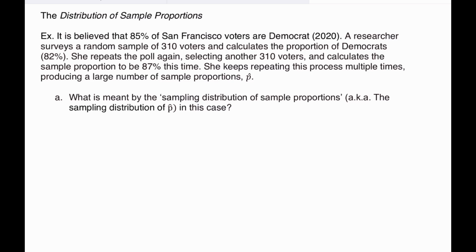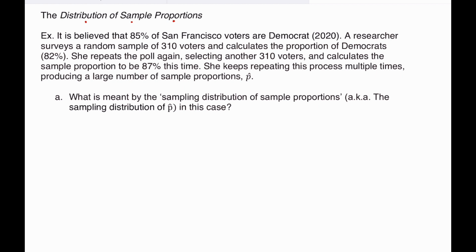So in this video, we are going to be studying the distribution of sample proportions. Here's an example. It is believed that 85% of San Francisco voters are Democrat. A researcher surveys a sample of 310 voters and calculates the proportion of Democrats and finds that there to be 82% Democrat. She repeats the poll again, selecting another 310 voters, and she calculates the sample proportion. This time, the sample is 87% Democrat.